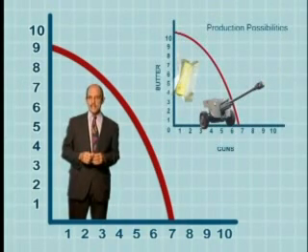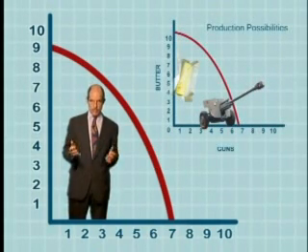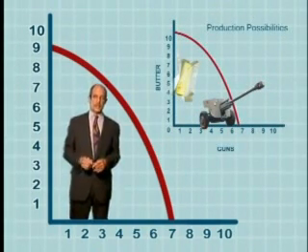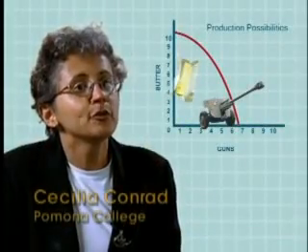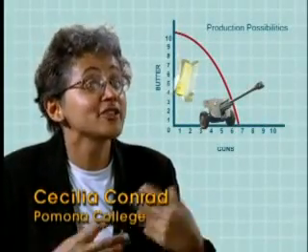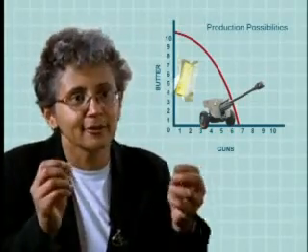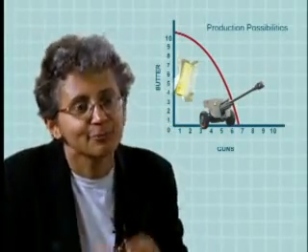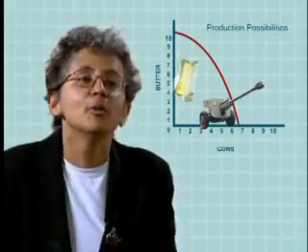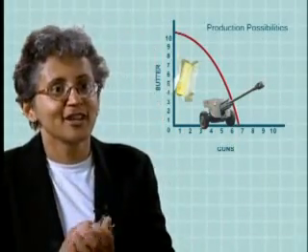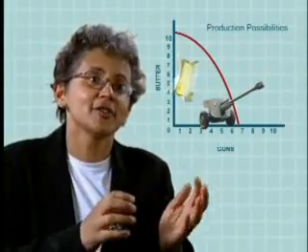Again, take the example of guns versus butter. Economist Cecilia Conrad explains. At first, we can move the resources that actually tend to be better suited for producing guns. The people who are perhaps really good at putting together, I'm not sure what it takes to produce guns these days, probably putting together electronic circuitry. We move those people first over to production of guns. So we can start producing guns at fairly low cost.